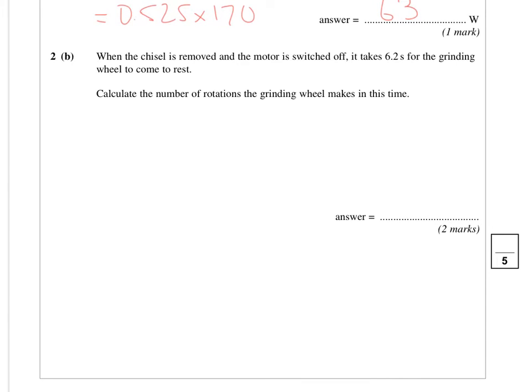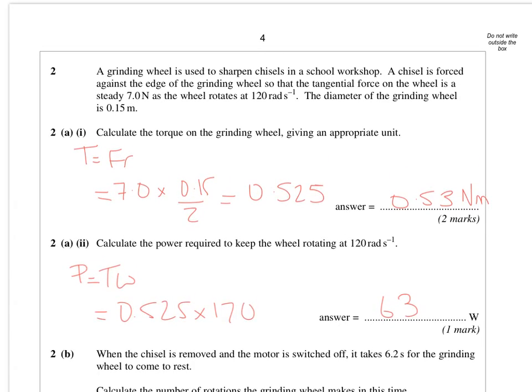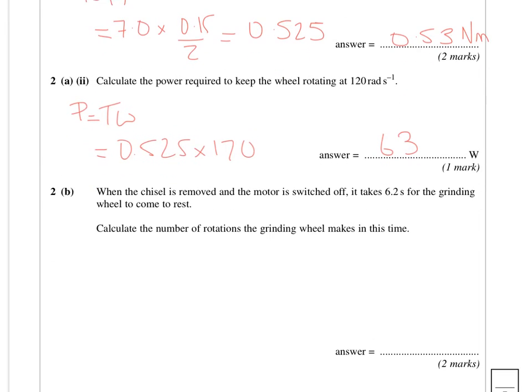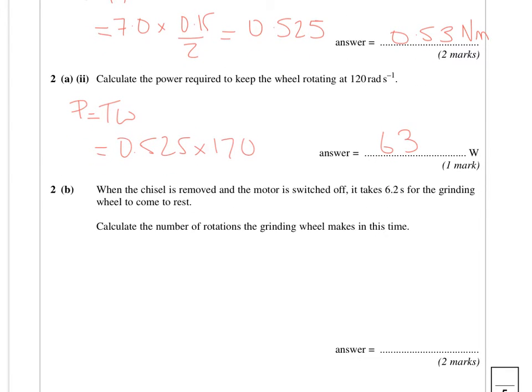When the chisel is removed and the motor is switched off, it takes 6.2 seconds for the wheel to come to rest. Calculate the number of rotations the grinding wheel makes in that time. So essentially, what have we got? We've got the torque. Do we have the moment of inertia somewhere? Nope, so we can't be using that one. Okay, so what we're trying to find is the angular displacement. We have the time, we have the initial angular speed, and we have the final angular speed, but we don't have any mechanism to find your angular acceleration.